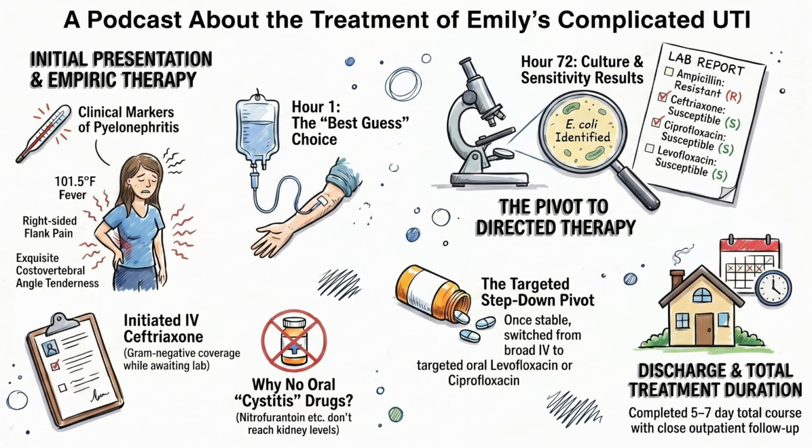Okay, let's unpack this. We start in the ER. Hour zero. Emily comes through the doors, and she looks incredibly toxic. She presents with a fever of 101.5 degrees Fahrenheit, which blows right past that 99.9-degree threshold we usually watch for. And she's experiencing rigors, those intense, uncontrollable shaking chills. Exactly. It tells you her body's thermoregulatory center is reacting to something severe. So she's really sick.